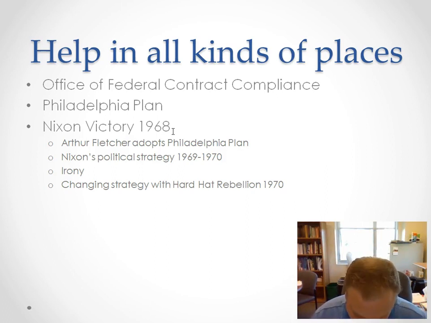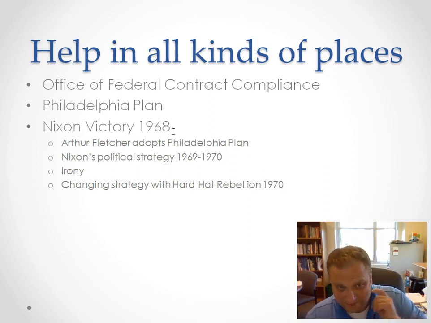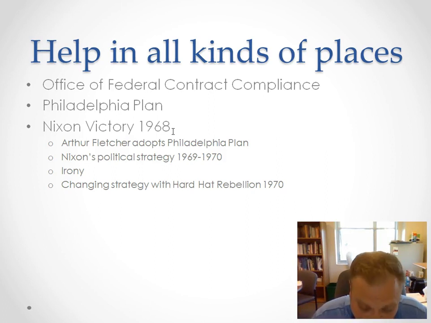Unions started to support Nixon. Not too many just yet, but they would. In 1968, when Richard Nixon won, he's a Republican. He's a little more conservative. And in 1969, he chose Arthur Fletcher, who was a black man, as Assistant Secretary of Labor.